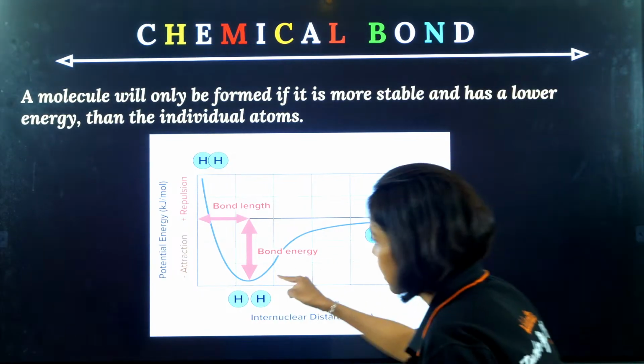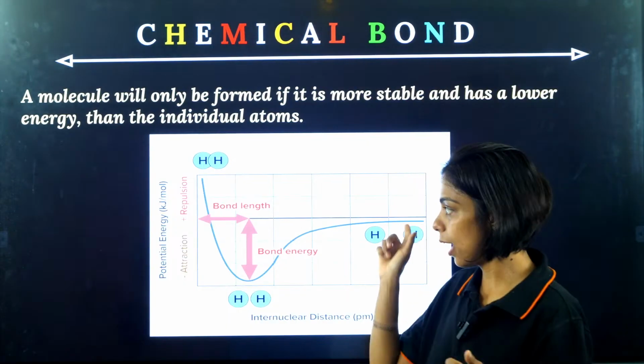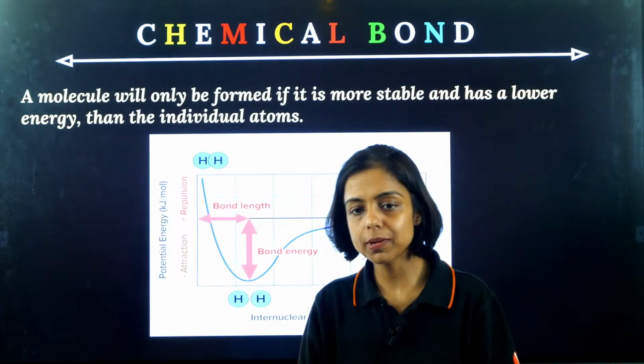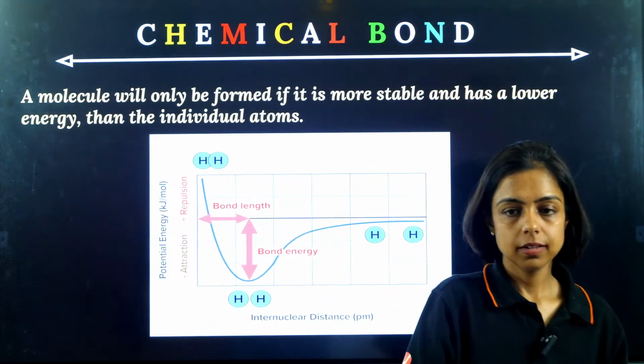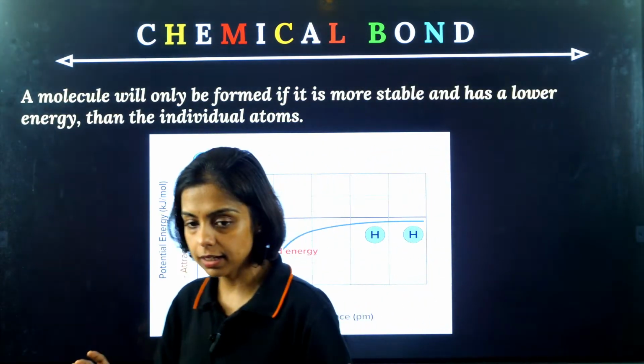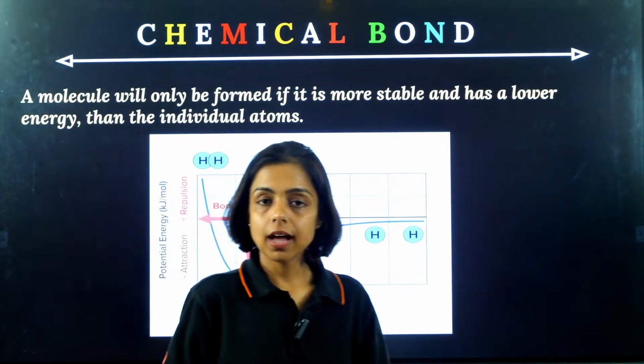So there is an increase in energy. I hope now you all get this graph. More attraction, less energy. More repulsion, more energy. Energy is inversely proportional to stability. Remember, right? So let's get back to our stability thing.